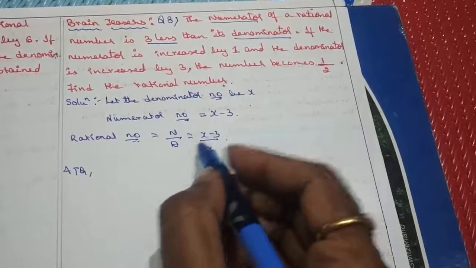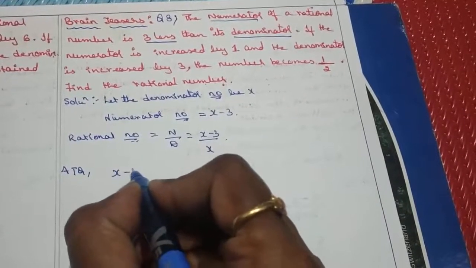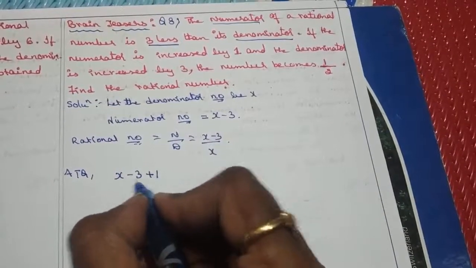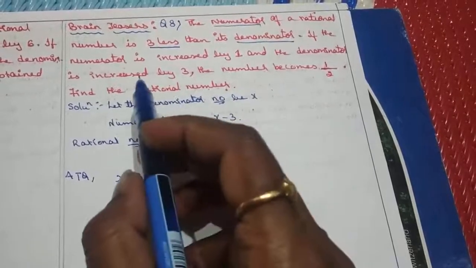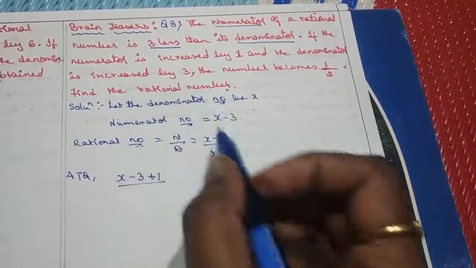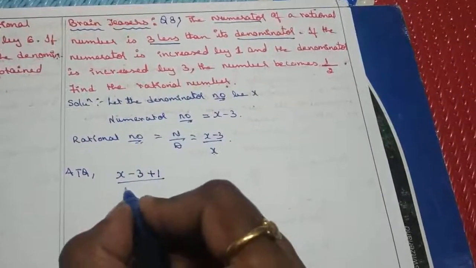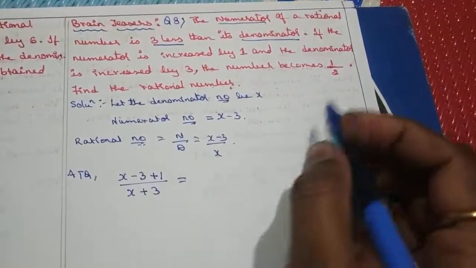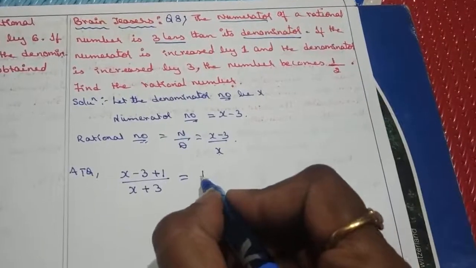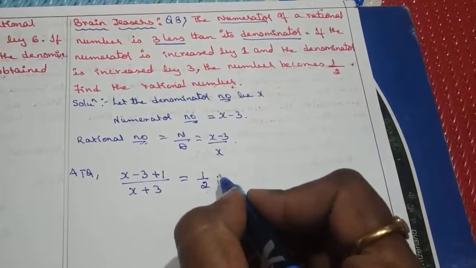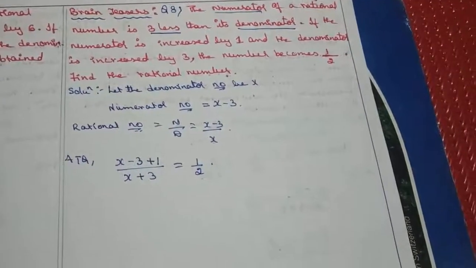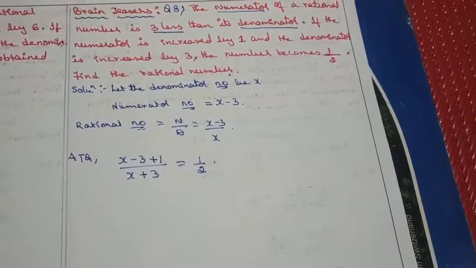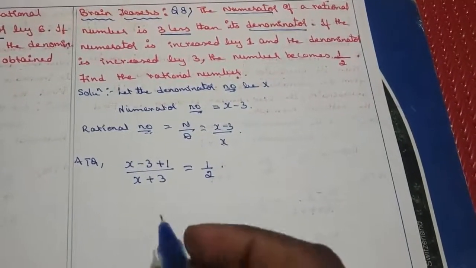So before, we had a numerator x minus 3, and it is increased by 1 now. And the denominator is increased by 3. Before, we had a denominator x, and it is also increased by 3. Then the rational number becomes 1 by 2. So before going for cross multiplication, any simplification in the numerator and denominator, we need to do it.